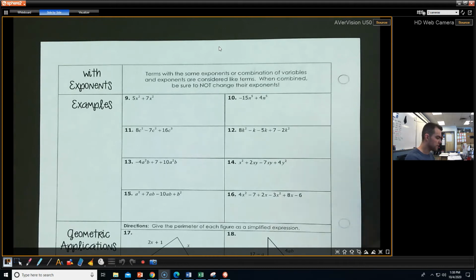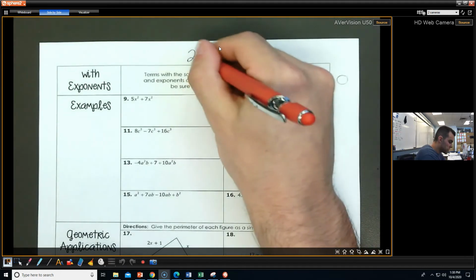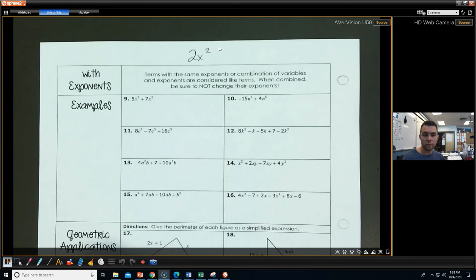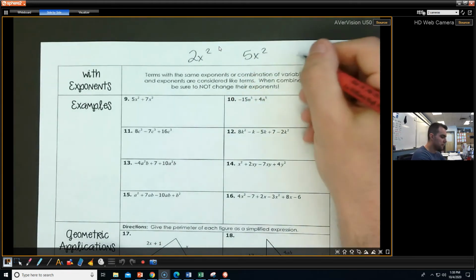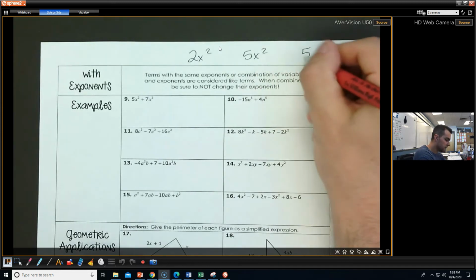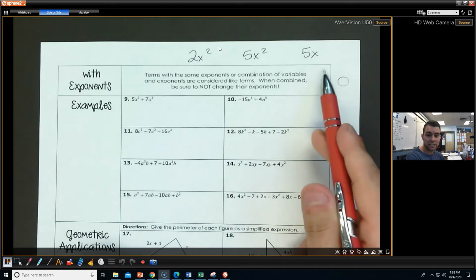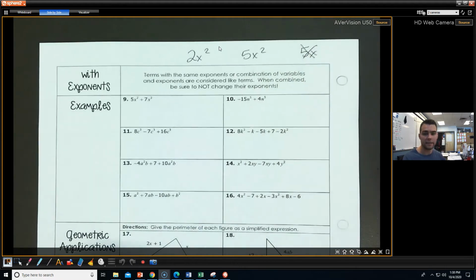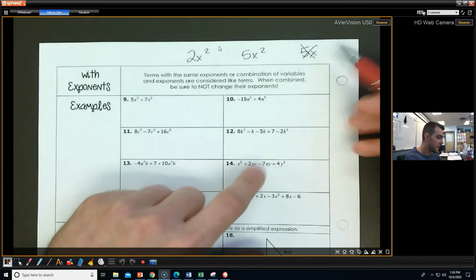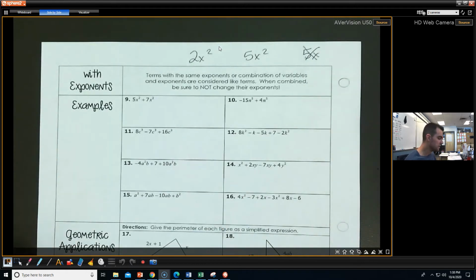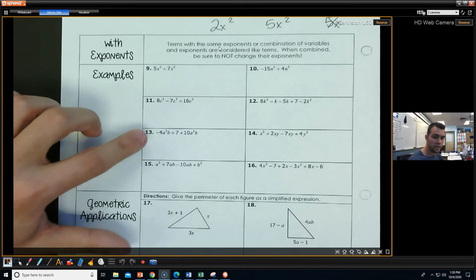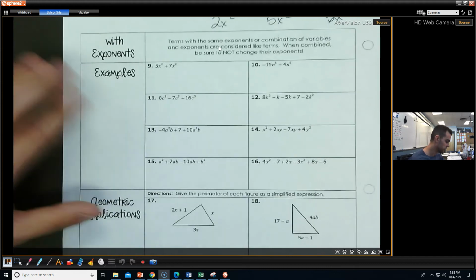So for example, if I had something like 2x squared, a like term of that would also be 5x squared. But 5x by itself would not be a like term, okay? Because it doesn't have the same exponent with its variable. So let's apply that to number 13 and 15 right here. We're going to do these two examples.